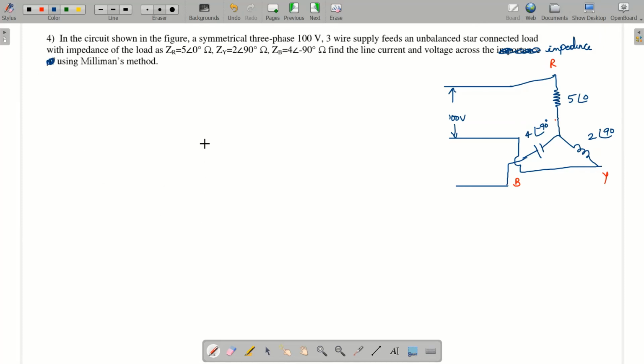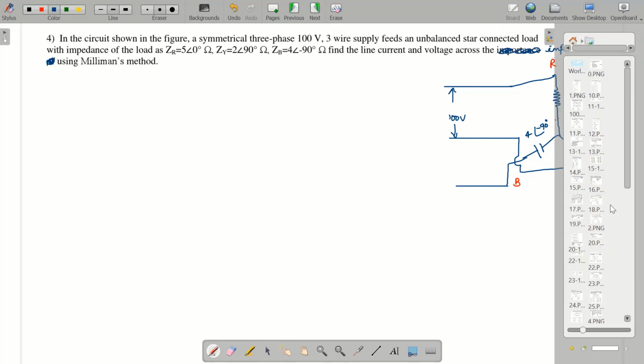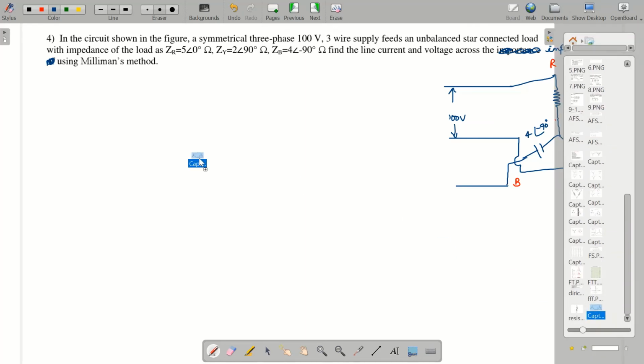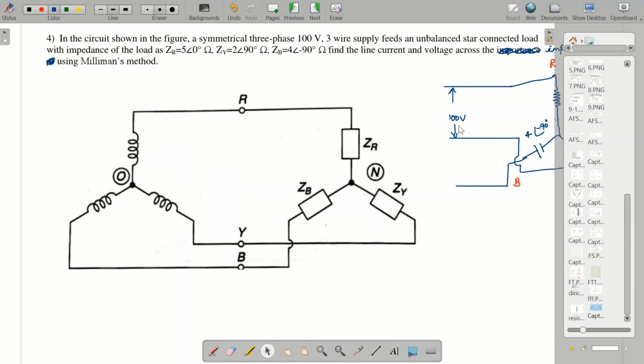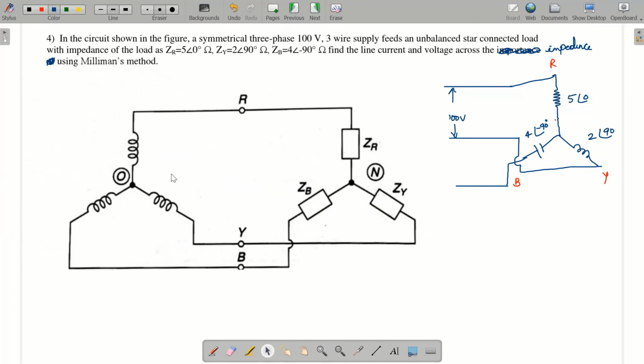See, the same problem we solved using the star delta transformation. In this problem we are going to solve it using Millman's theorem. So what is meant by Millman's theorem? First I will explain what Millman's theorem means, then we will go to our problem. Just in 2 minutes I will explain it. See here, we have taken a similar problem.